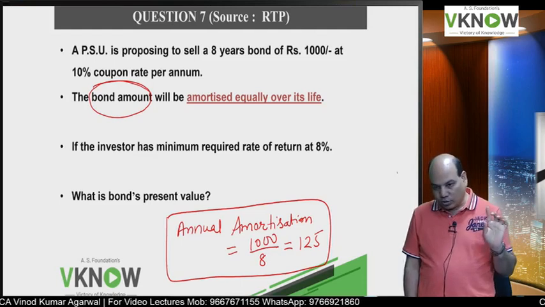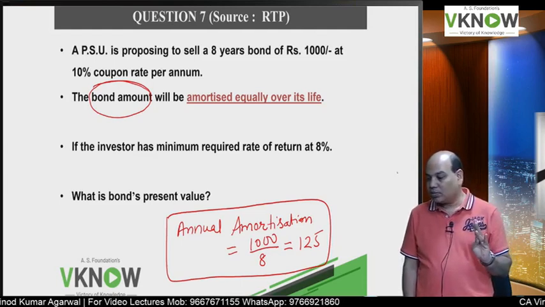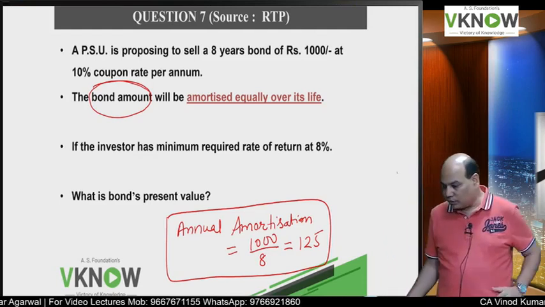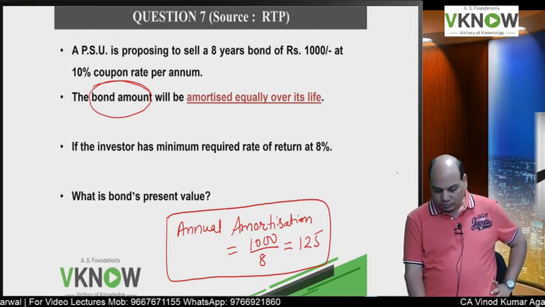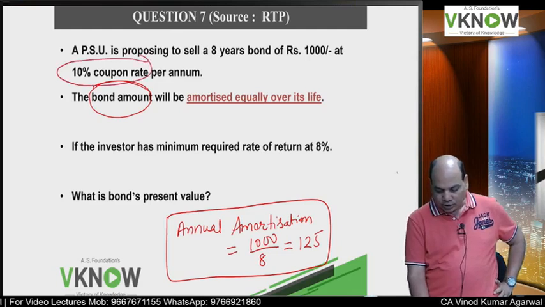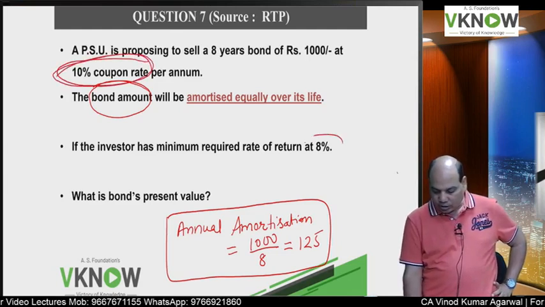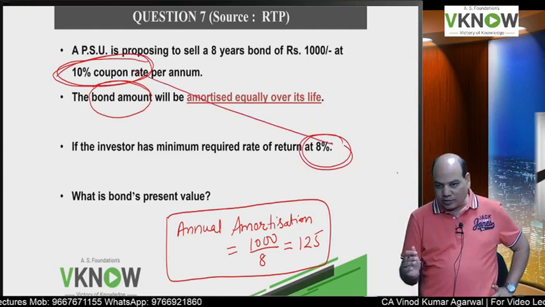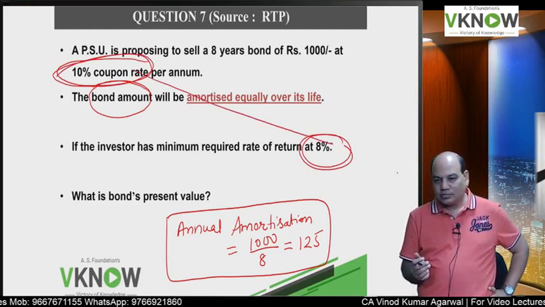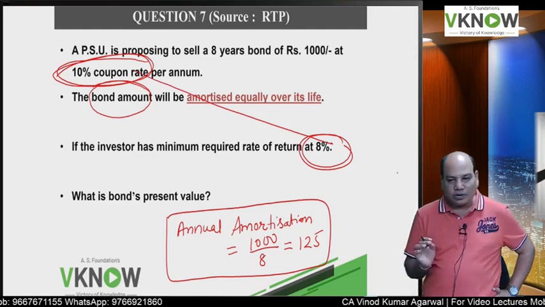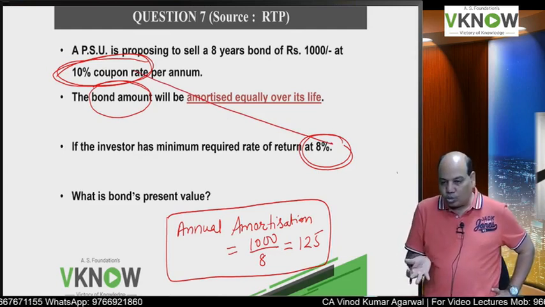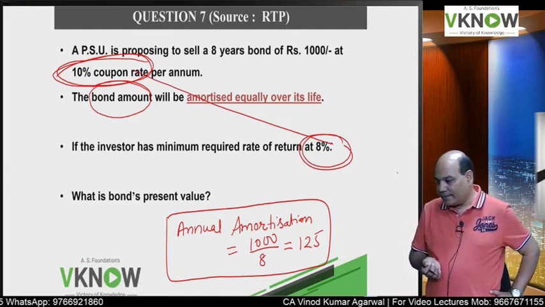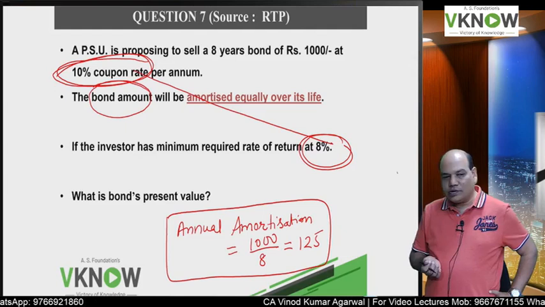Okay, so 125. Now the question is, investor has a minimum required return of 8%. Before solving, only answer my question. If coupon rate is 10 and required return is 8, required return is less than coupon rate, so what will happen to the present value of the bond? Will it be more than face value or less than face value?